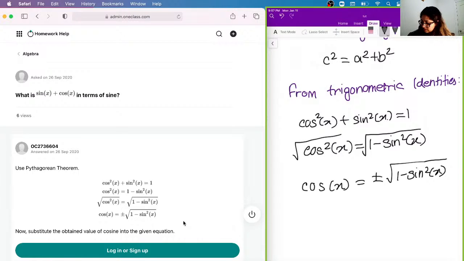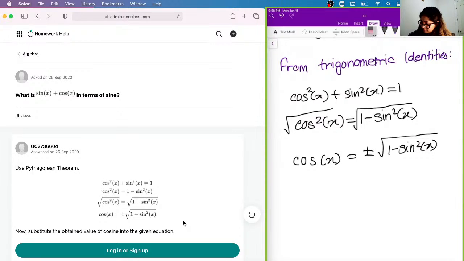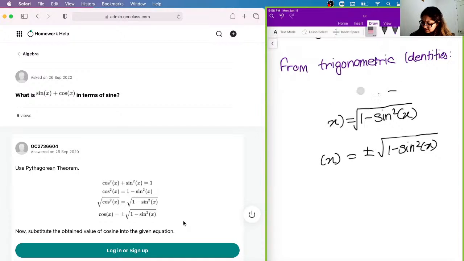And so, however, I think if it's in terms of sine, the answer is sine is equal to... I think we just did the opposite.